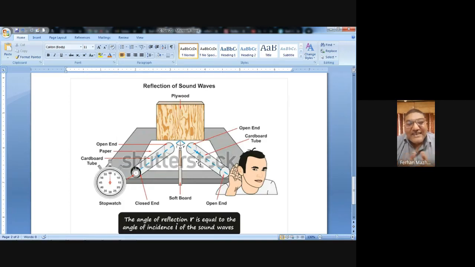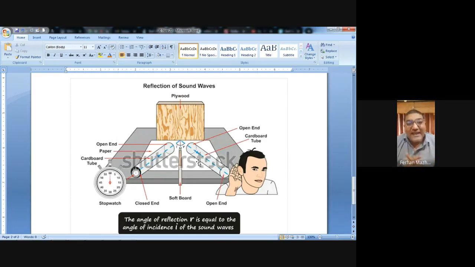So this is an experiment in which we will be able to prove that the sound waves undergo reflection, and that the angle of incidence and the angle of reflection in the reflection of the sound waves are equal to each other.